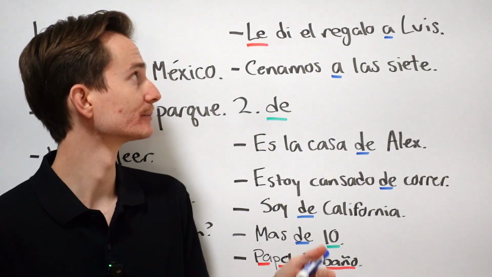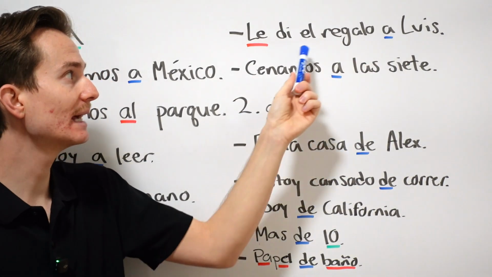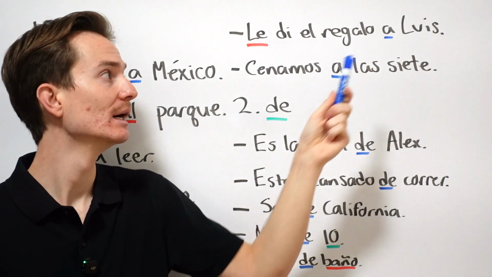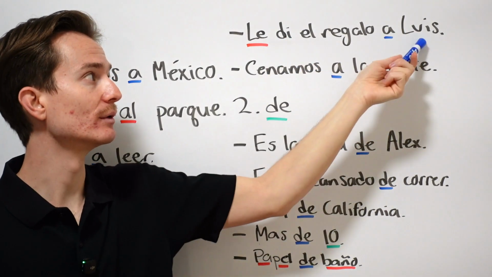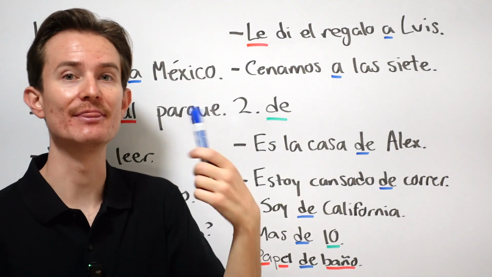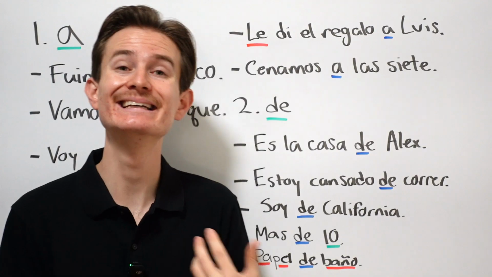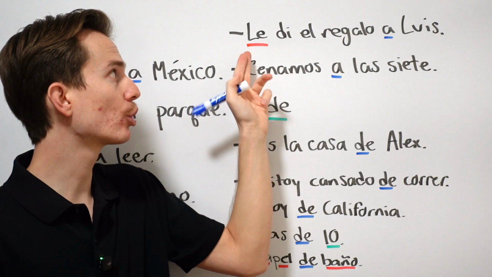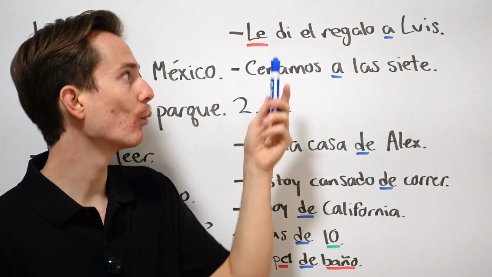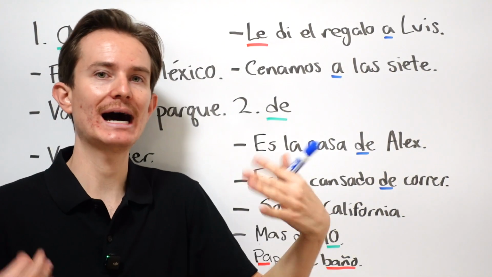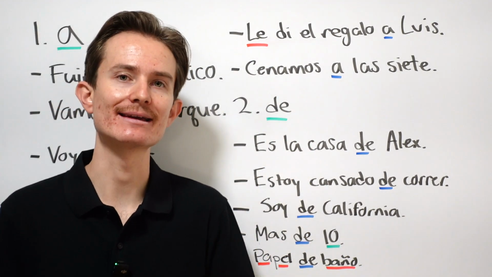Let's take a look at some more examples. Le di el regalo a Luis. Okay, le di el regalo a Luis. Okay, so here, Luis is receiving the action of the giving, all right? So Luis is getting the verb of di, okay? Now, notice how we have le here. Le is an indirect object pronoun, and this is what we would call the redundant le in this particular example. It's redundant because when I add the a Luis, well, I understand I'm talking about Luis. So I don't necessarily need to put le here.